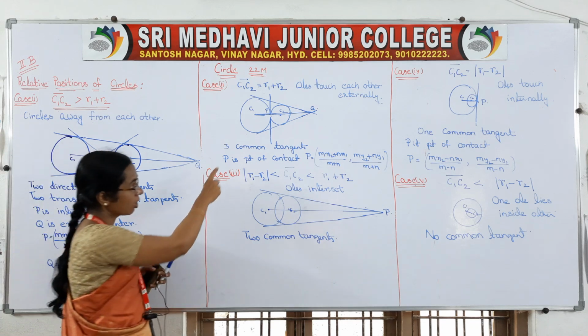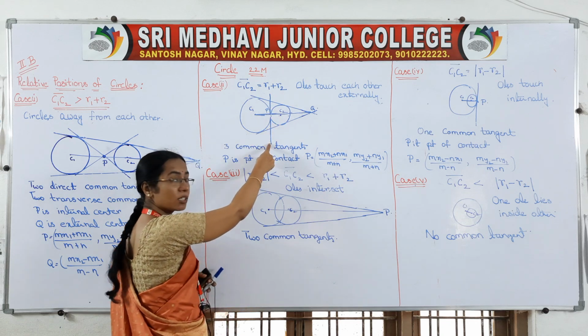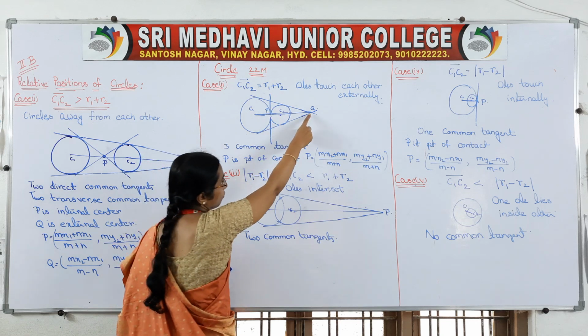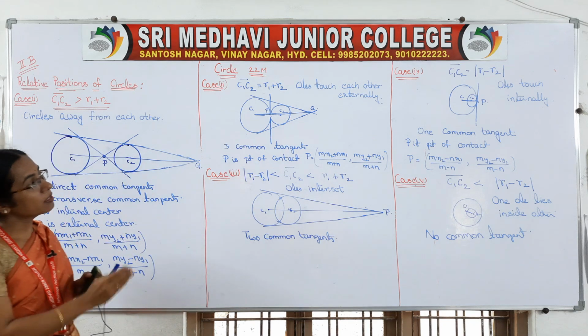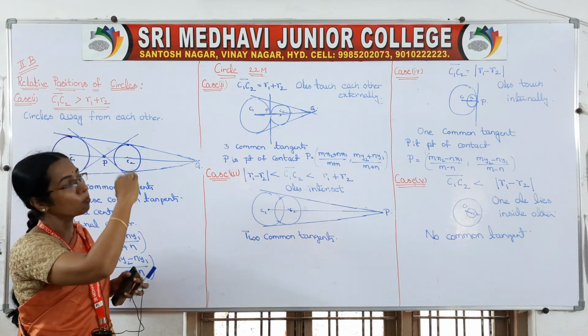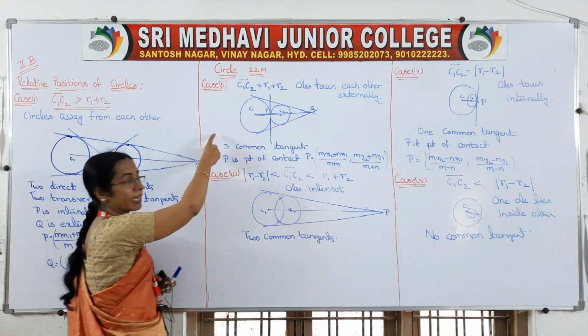Okay, and how many common tangents? 3 common tangents. At the point of contact, we can take 1 tangent, and from one point outside, we can take 2 tangents. Common means it should be a tangent for both the circles. Okay, so that is your case 2.